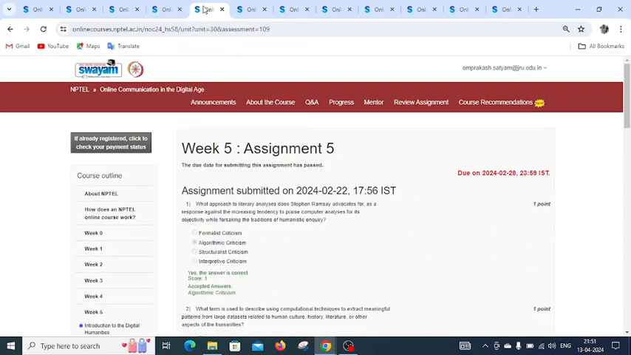Moving to week 5 assignment 5. What approach to literary analysis does Stephen Ramsay advocate as a response against the increasing tendency to praise computer analysis for its objectivity while forsaking the tradition of humanistic inquiry? And that is algorithmic criticism.